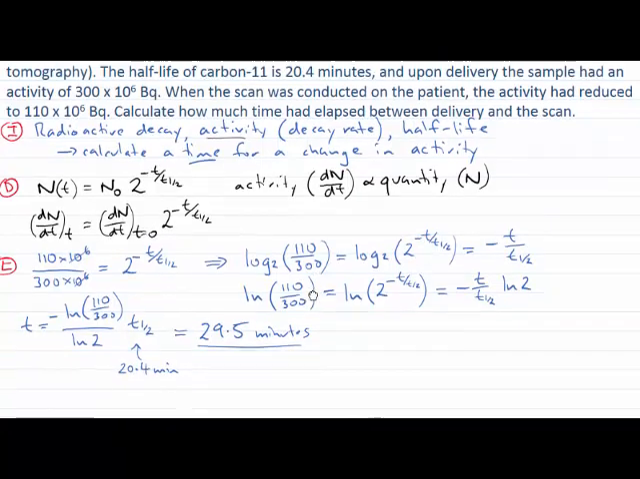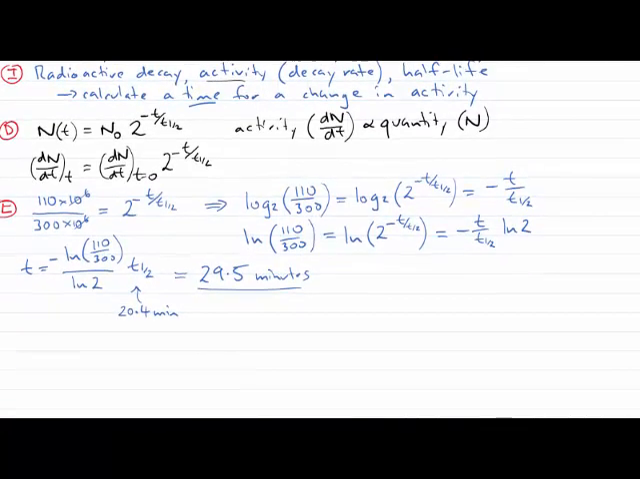Let's give ourselves a bit of extra space here to do an assess step. In our assess step, we might consider that we began with an activity of 300 by 10 to the power of 6 becquerels, and after one half-life, that would have reduced to half, to 150. And we wanted 110, so it was going to be more than one half-life. We know after another half-life, this also reduces by a half, so it would be down at 75.